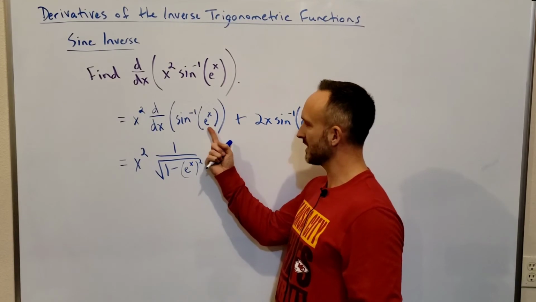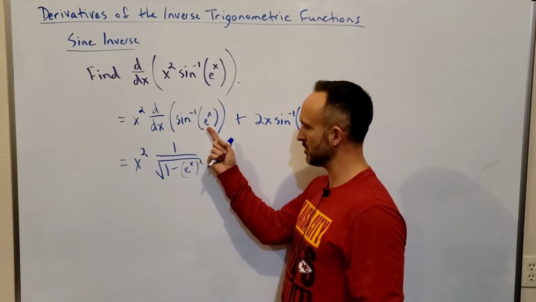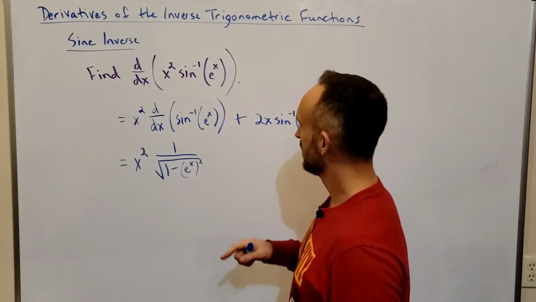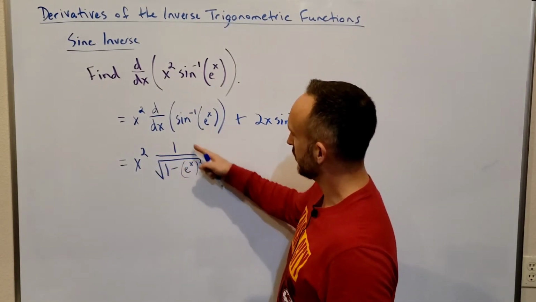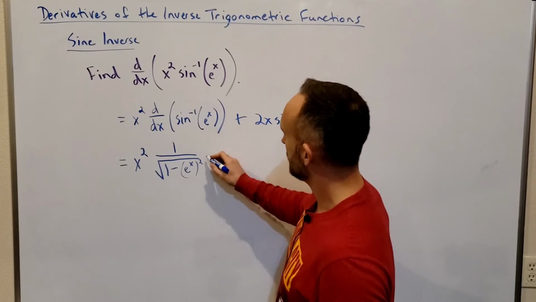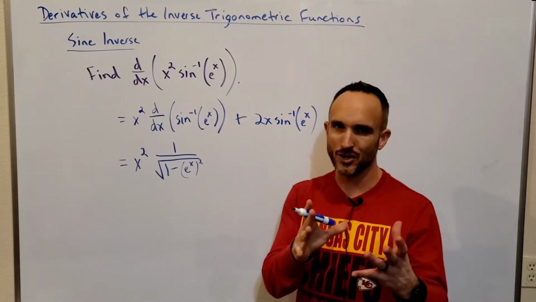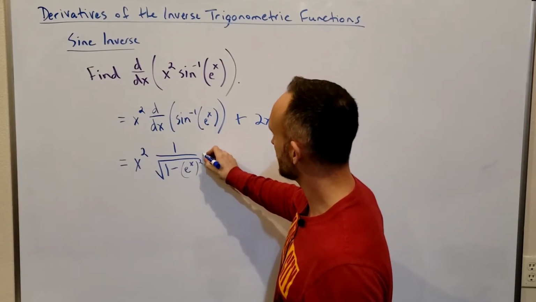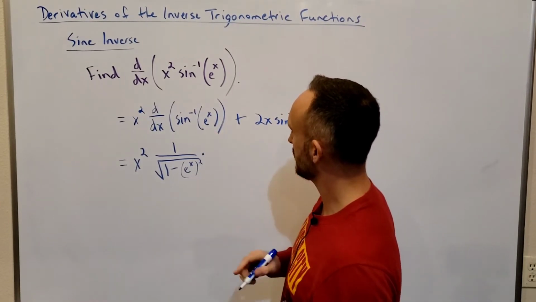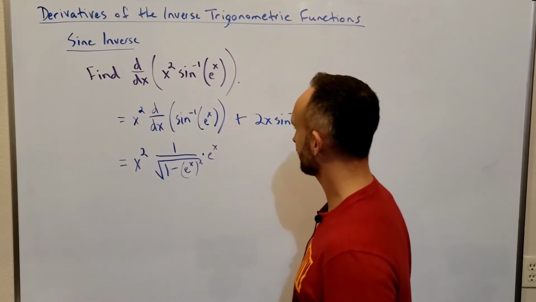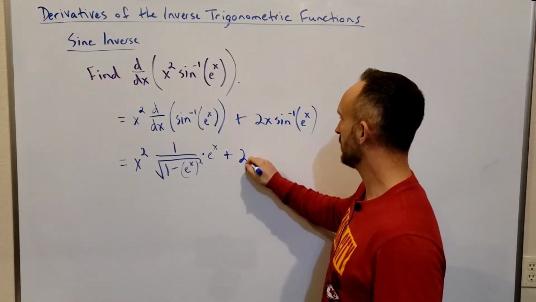Right? If this were just x, if this argument to sine inverse were just x, this would just be x squared. Okay? So this is the pattern for the derivative of a sine inverse function, but the input to this function, the argument to this function isn't x, it's another function. So I have to multiply this by the derivative of this using the chain rule. The derivative of e to the x is just e to the x. All right? Then we can copy the rest.